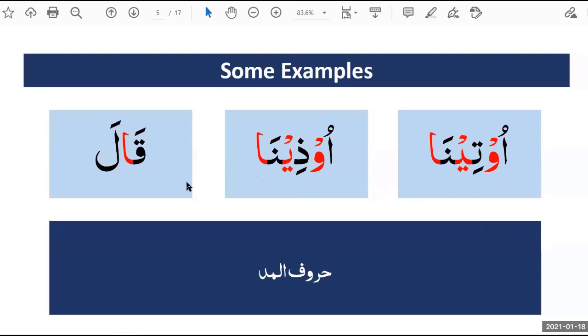Uzina. Qala. Okay, very good. Just the lam, make it a bit shorter, 1 second long. Qala. Okay, much better. Jazakallah, G4436.